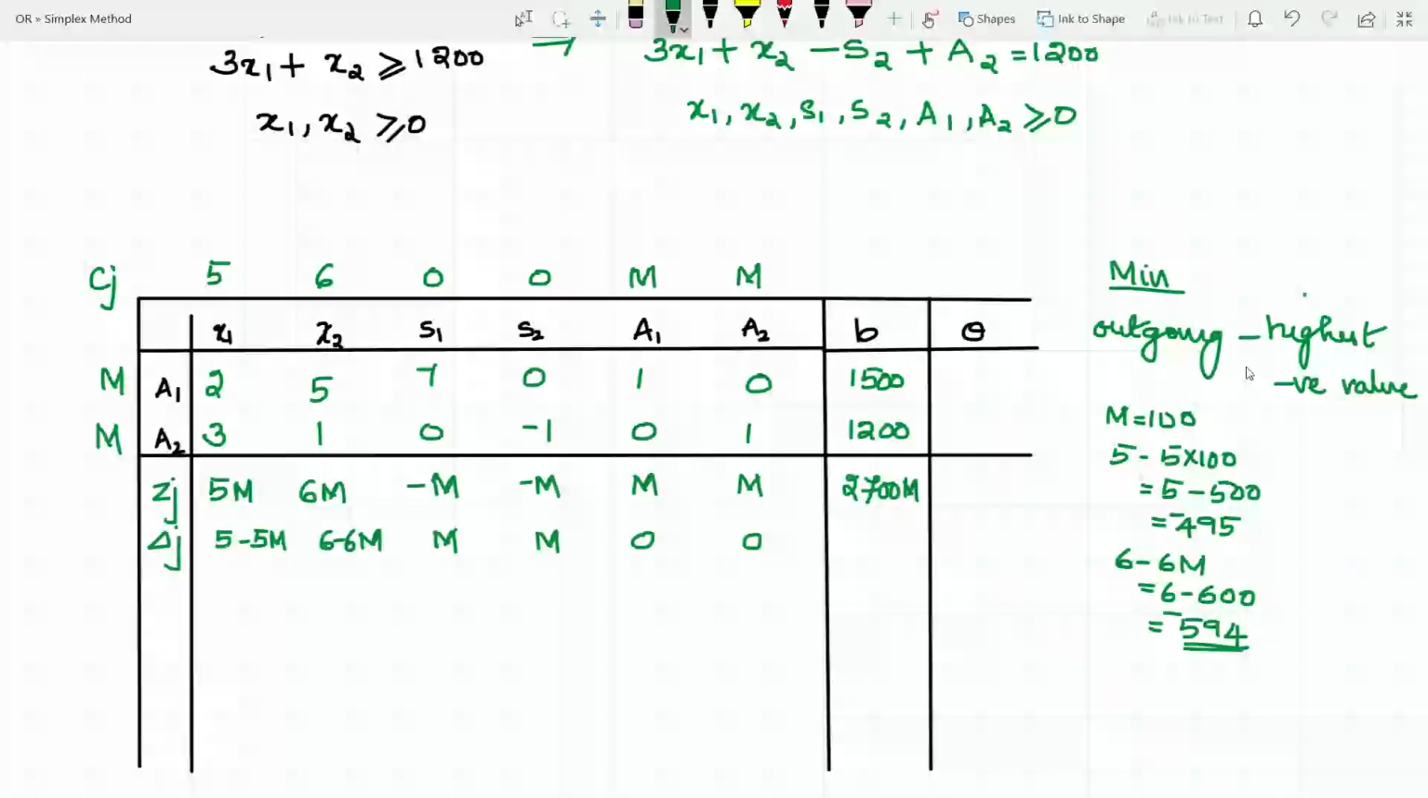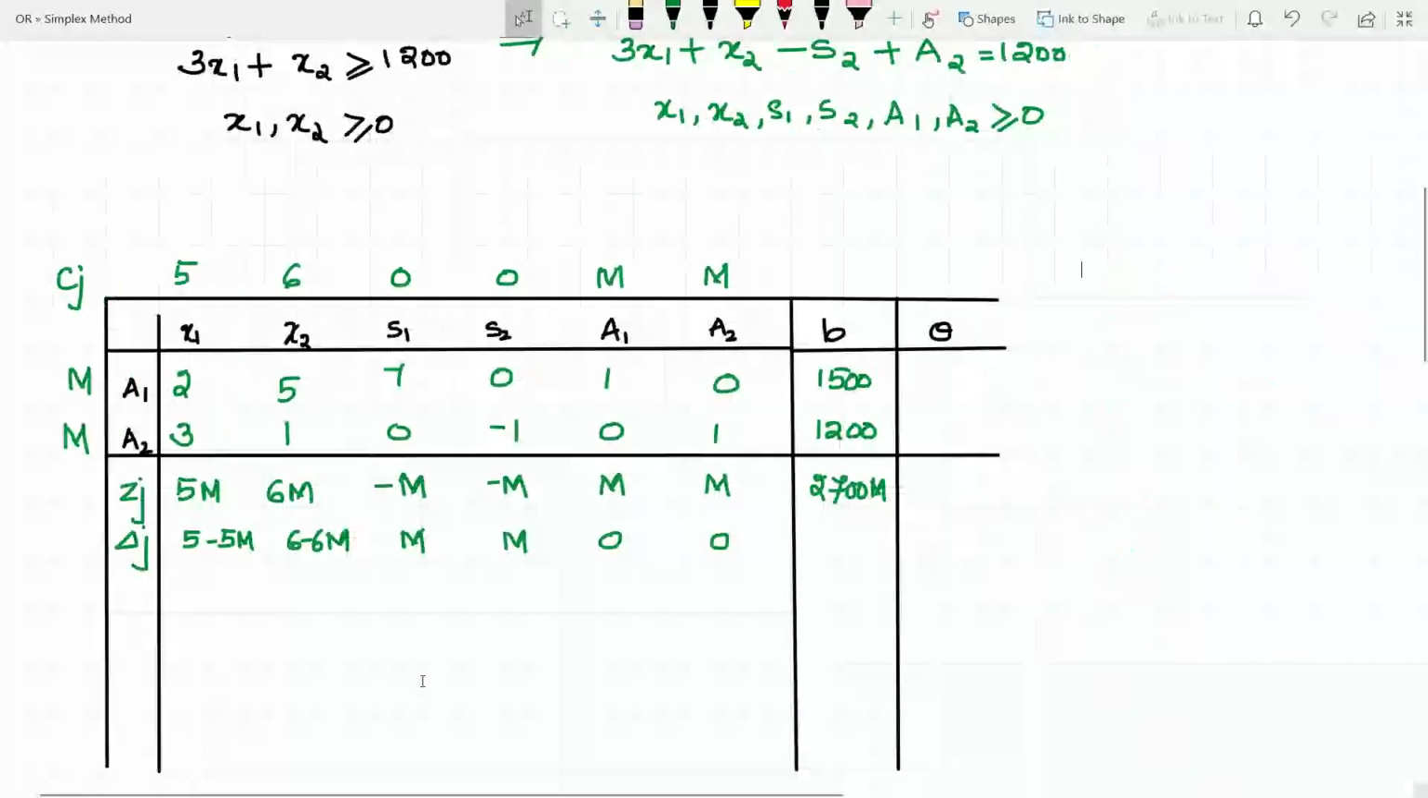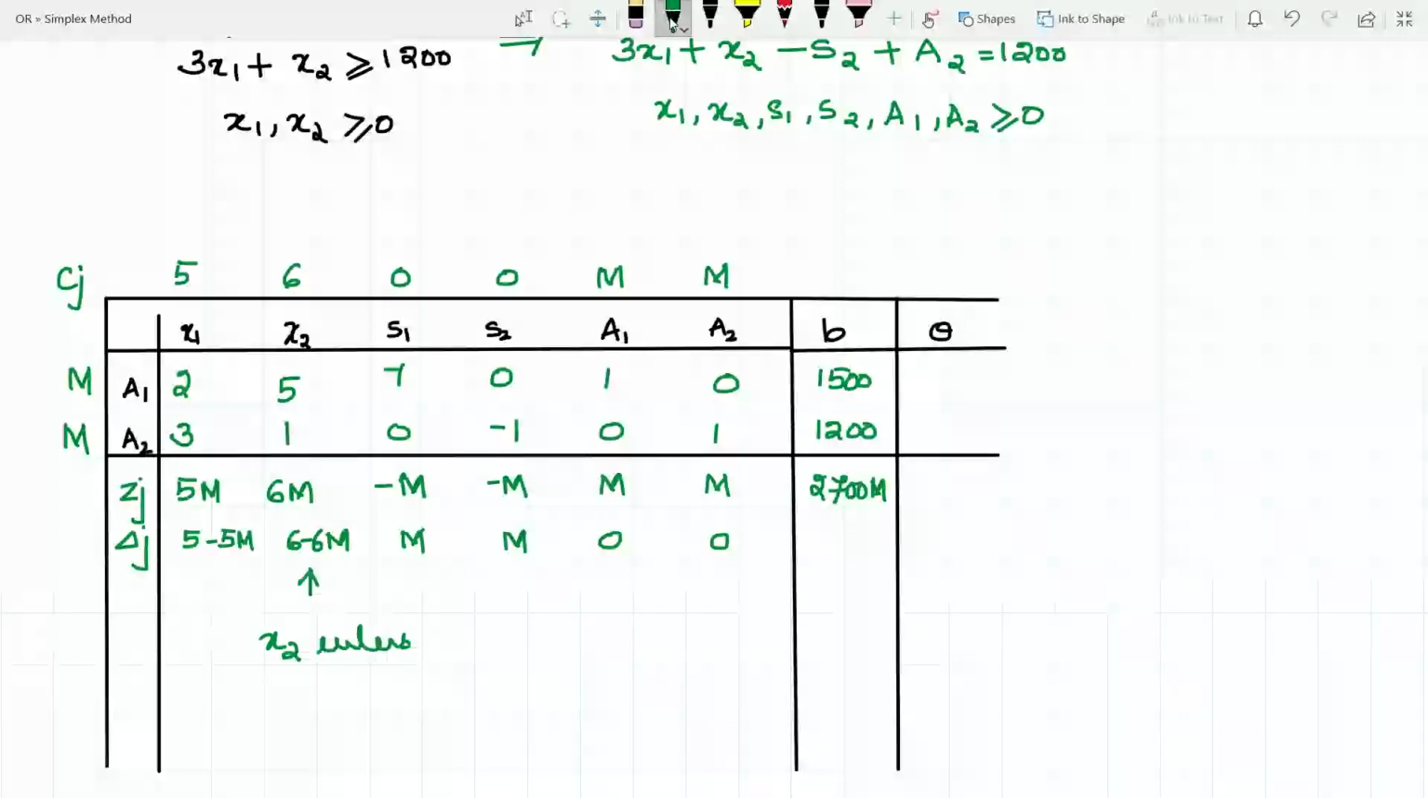അപ്പോൾ ഡെഫിനറ്റ്ലി സെക്കൻഡ് വാല്യൂ ആണ് വലിയ നമ്പർ. സോ വി ഹാവ് ടു ടേക്ക് ദാറ്റ് വാല്യൂ ആസ് ദി ഹയസ്റ്റ് നെഗറ്റീവ് വാല്യൂ. That value will be taken as the highest negative value. So let us write here. This is the incoming variable. That means x2 enters. Now to find the outgoing variable, നമ്മൾ എന്താ ചെയ്യുന്നത്? ഈ B column RHS will be divided by the element in the incoming vector, respective element.